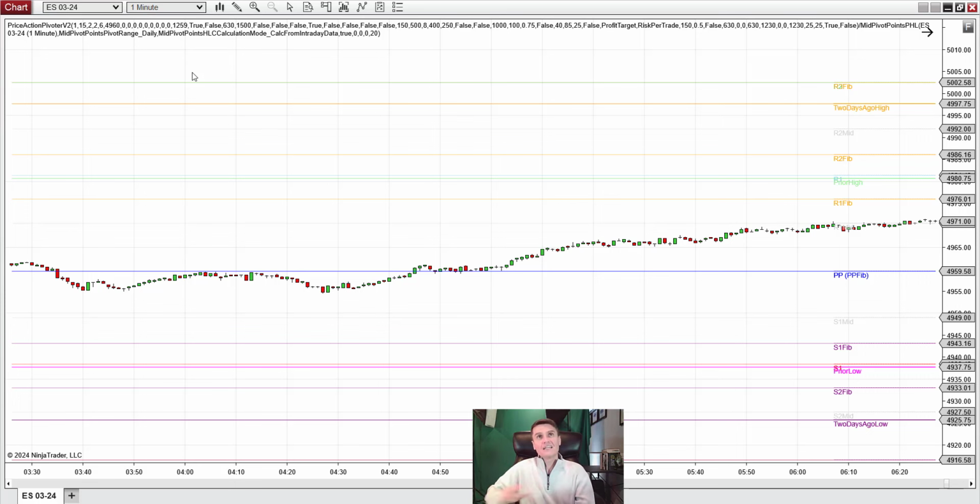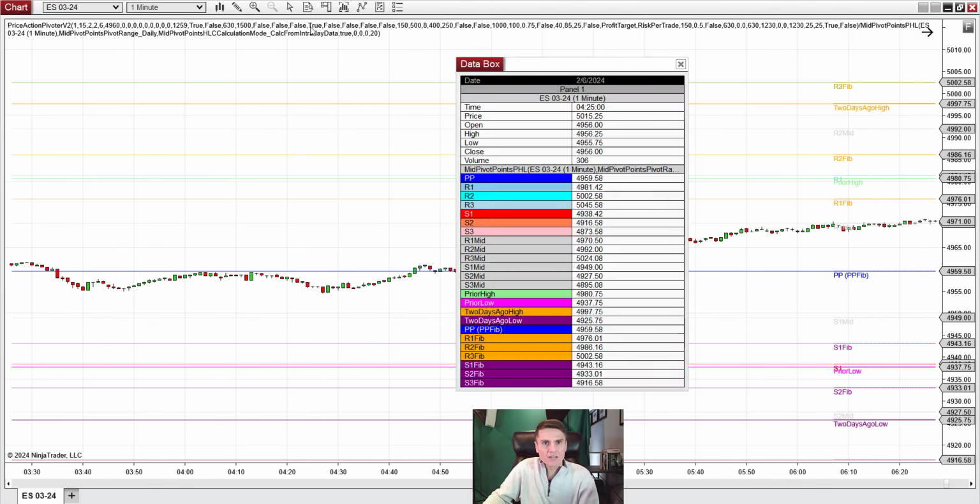Meaning, let's say you say to yourself, I want to make 300 bucks today per contract. Let's say you're trading one contract, easy. Well, here's 49.59. That's the price level there. What's the next level of potential resistance? You have a couple of things here. R1 fib is right here.